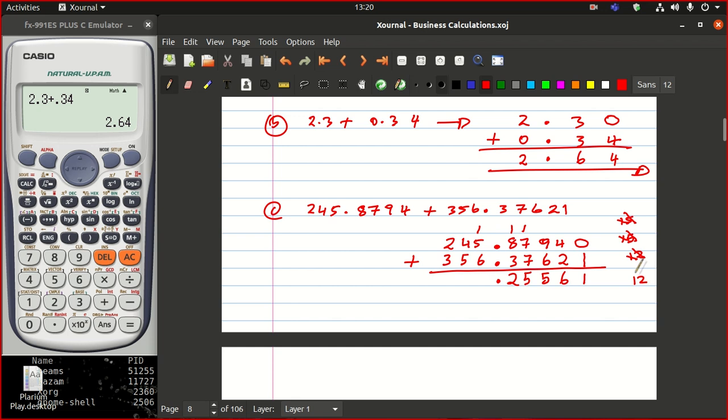I place a 12 there, I cancel a 2, and then I place a 2 there, and then I cancel a 1, and then I donate. And then 1 plus 4, we know that is a 5. 5 plus 5 is going to be a 10. I place a 10 there. I cancel a 0. I place a 0 there. And then I cancel a 1. And then I donate it there.